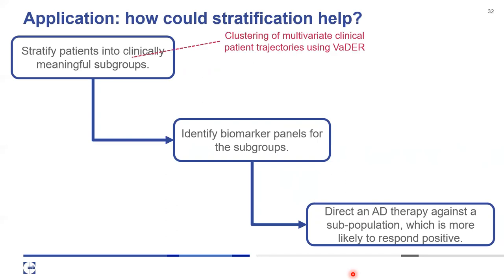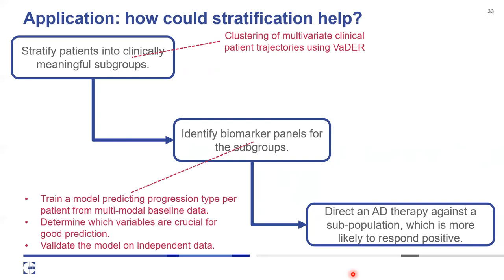More specifically, in the first step, we want to use VADER to identify progression types by combining multiple types of cognitive assessments that track disease progression. In the second step, we want to train a model to predict progression type per patient from multimodal baseline data and to determine in these models which variables were crucial for good prediction. Also, we want to make sure that what we found is not some artifact in our training data, so we want to validate on an independent external data set.